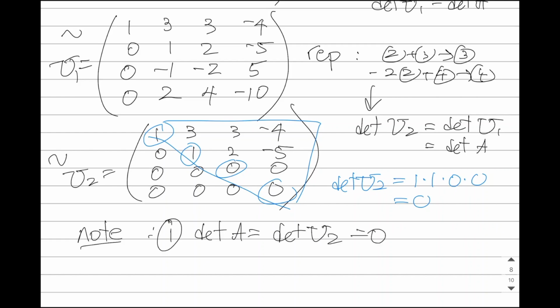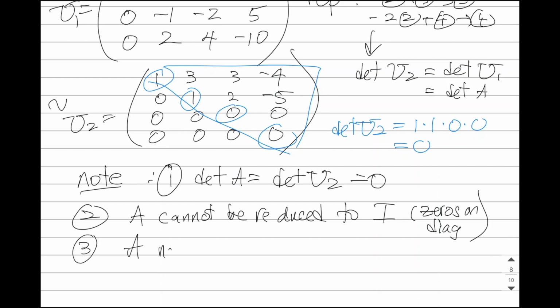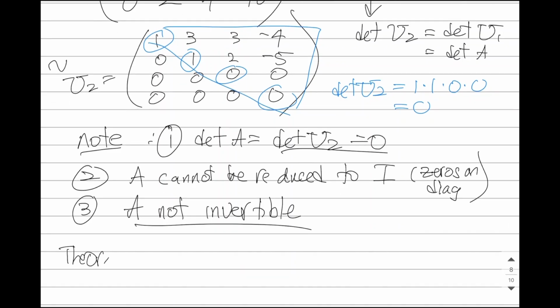That's the first thing I should note. The second thing I should note is that A cannot be reduced to the identity because there are zeros for pivots. That tells me A is not invertible. And so the connection that I want you to make is really what we set out to come up with here at the beginning.